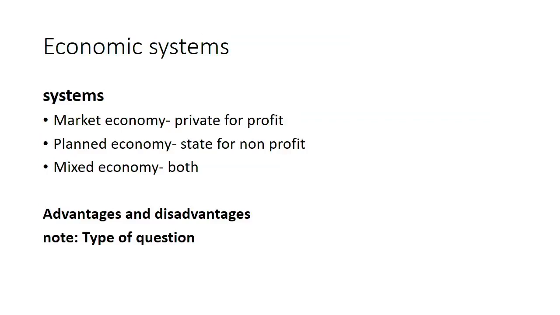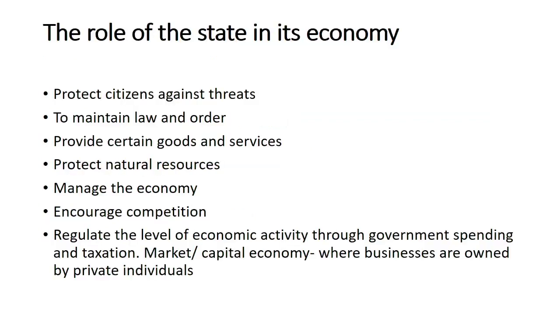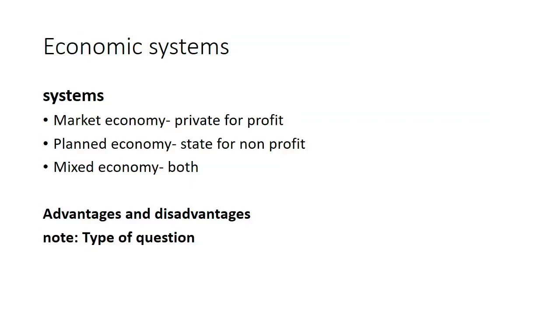Let's look at the economic systems that are found in any state or in any country. The types include the market economy, the planned economy, and the mixed economy, whereas the market economy is profit driven and the planned economy is non-profit driven. Read and understand the meaning of such terms. You are also advised to read the advantages and the disadvantages of such terms. A question may come in any form. You may be asked to discuss. You may be asked to choose what you think is best among the types of economy. Please read and understand.